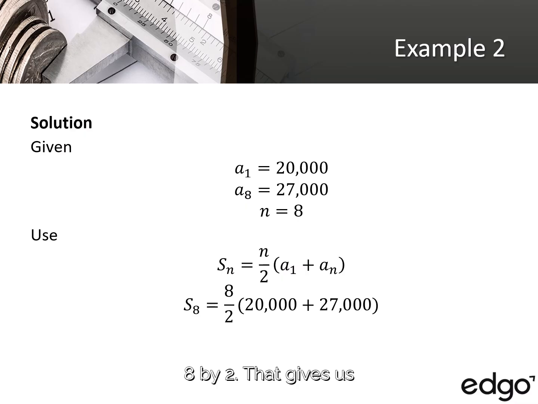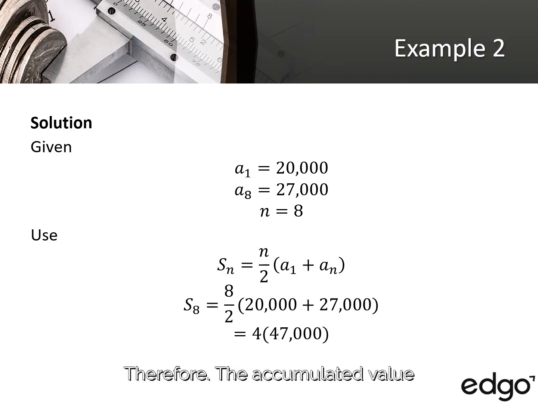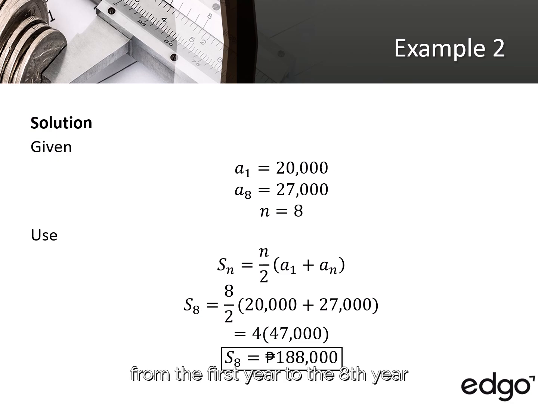First, divide 8 by 2. That gives us 4. Next, add 20,000 and 27,000. The result is 47,000. Finally, multiply 4 by 47,000. Therefore, the accumulated value from the 1st year to the 8th year is 188,000 pesos.